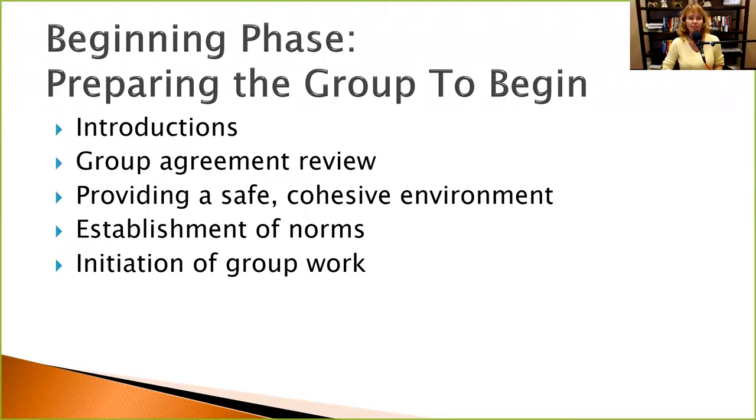In the beginning phase of treatment, we want to prepare the group to begin by having everybody introduce themselves, review the group agreement, provide a safe, cohesive environment, establish the norms for how things are going to run, and then you initiate group work. Depending on how long your group is, this could be the first session to the first couple of weeks of getting used to each other and figuring out the ebb and flow of conversation.